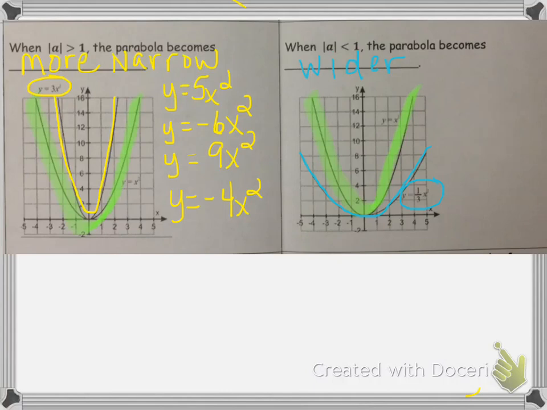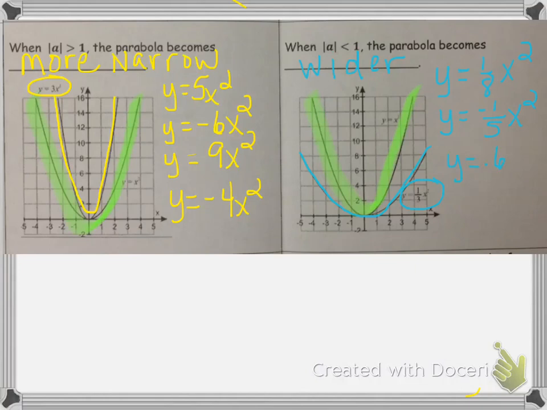Some more examples of quadratic functions whose graph would be wider than the parent function are y equals 1/8 x squared, because 1/8 is less than 1. Y equals negative 1/5 x squared, because again, we're looking at how far a is from 0, and 1/5 is closer to 0 than 1. 1/5 is less than 1. That graph would be wider.